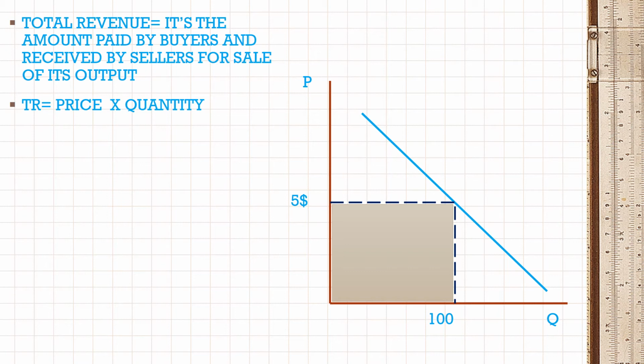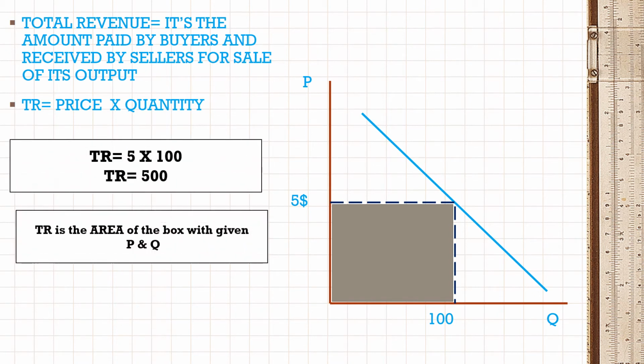So this gray box, the height of the box under the demand curve with the given price and quantity, or the area of the box with the given price and quantity, is total revenue. This is how you depict it graphically.